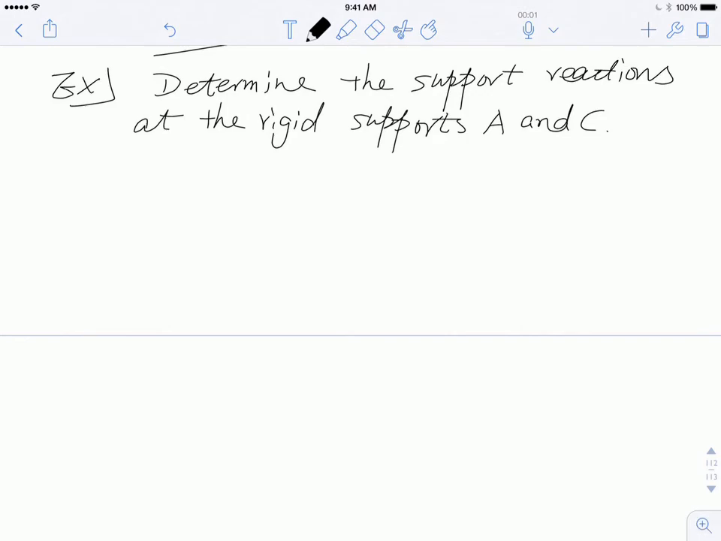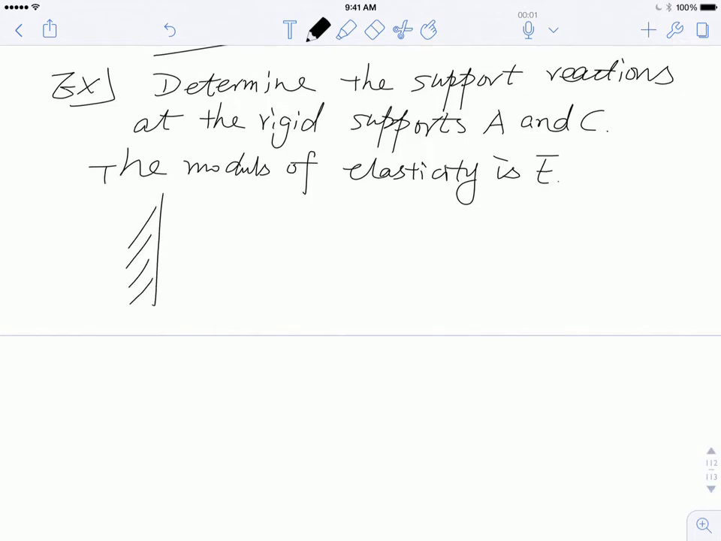The modulus of elasticity is E. In other words, Young's modulus is E. Okay, so a simple problem. Fixed end. You have a rod, relatively speaking, of large diameter. Then it comes down to a smaller diameter, and is also fixed at the end.